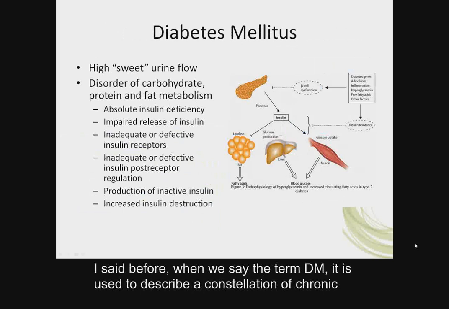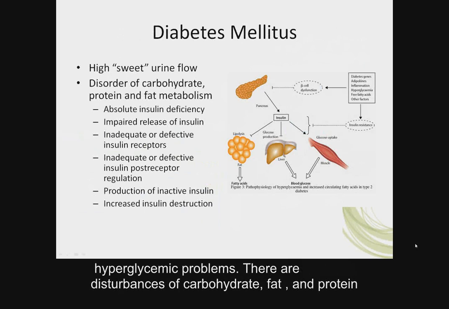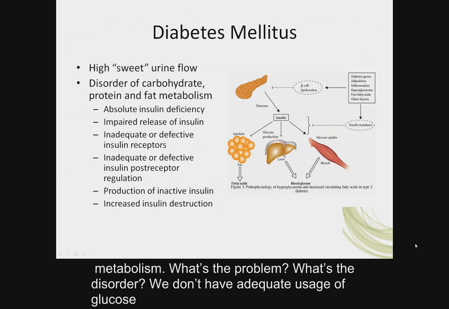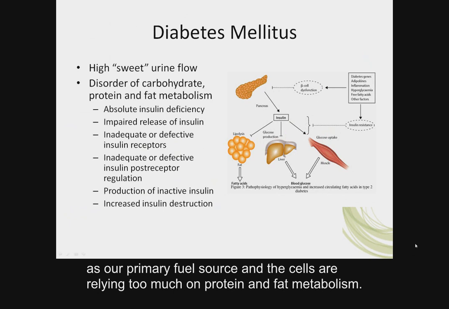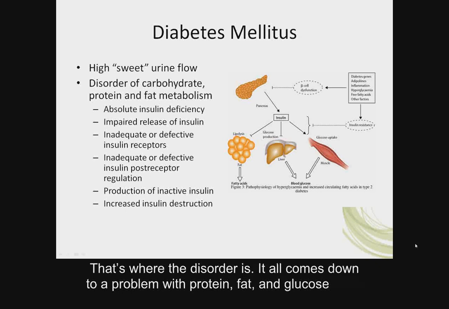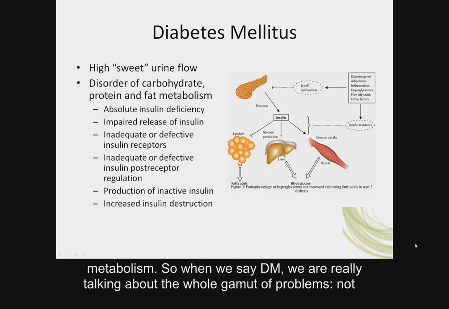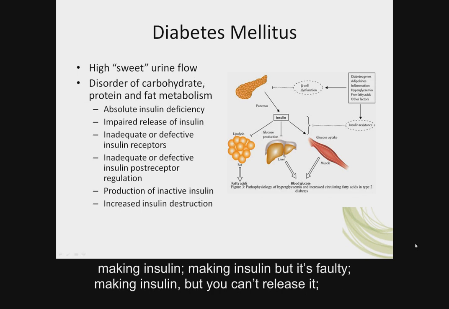As I said before, when we say the term diabetes mellitus, it is used to describe a constellation of chronic hyperglycemic problems. There are disturbances of carbohydrate, fat, and protein metabolism. What's the problem? What's the disorder? We don't have adequate usage of glucose as our primary fuel source, and the cells are relying too much on protein and fat metabolism. That's where the disorder is. It all comes down to a problem with protein, fat, and glucose metabolism. So when we say DM, we are really talking about the whole gamut of problems.